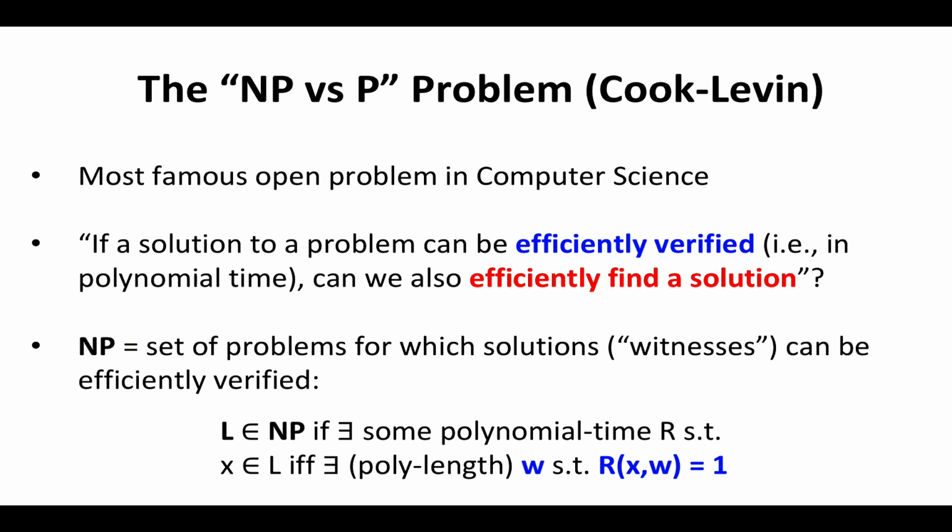So whenever some instance is in the language, I can provide a witness, W, that you can efficiently verify by running this polynomial time verifier. And then the question of whether P equals NP boils down to saying, is it the case that all languages in NP can be efficiently decided in polynomial time?